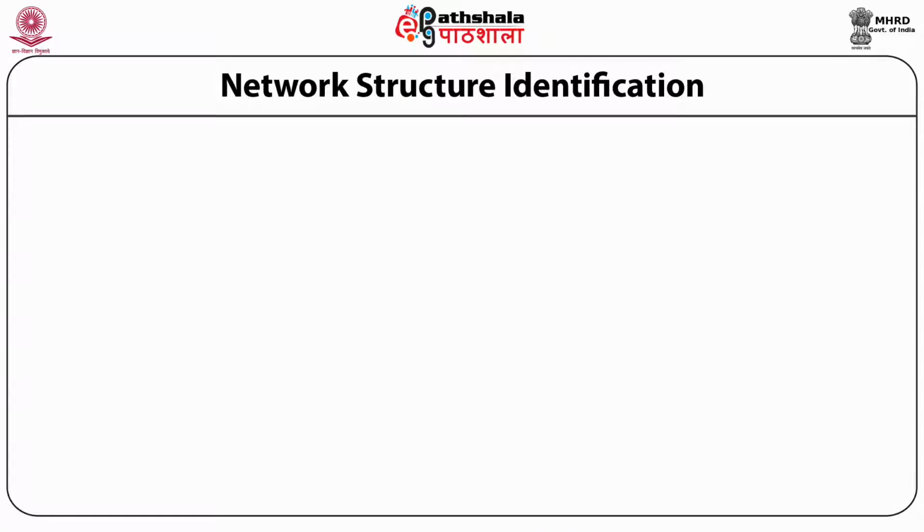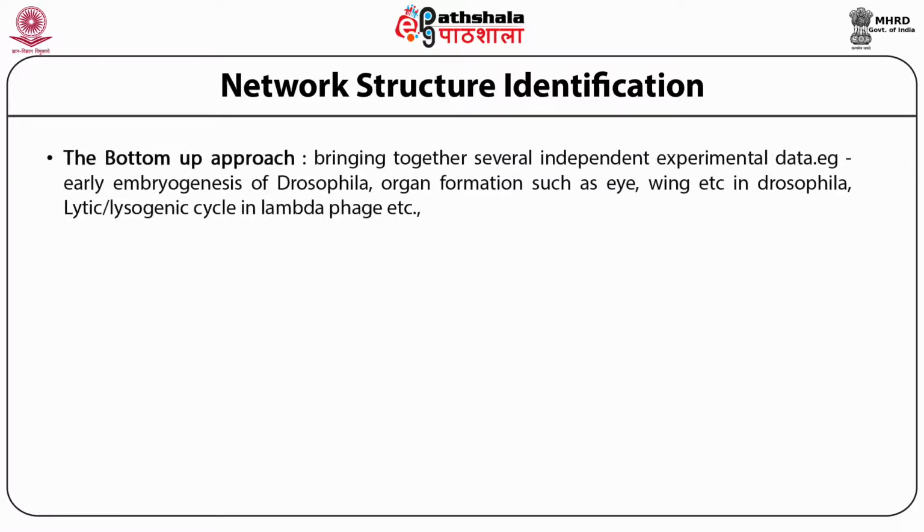Network structure identification. There are two generally used approaches for network structure identification. The bottom-up approach brings together several independent experimental data. For example, the early embryogenesis data of Drosophila, organ formations such as eye, wing, etc. in Drosophila, and lytic lysogenic cycle in lambda phage, etc. So it brings together all independent experimental data and tries to give us a whole system-based picture.